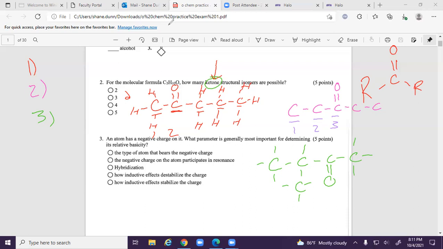Zoomies? Hey, I had a question. What? Kate, I couldn't hear you mumble. Sorry. So why couldn't you move the oxygen over to like the fourth carbon when you made the five carbon chain?